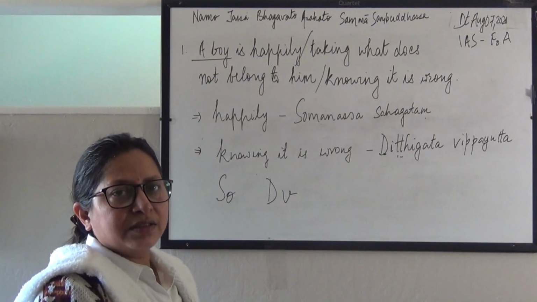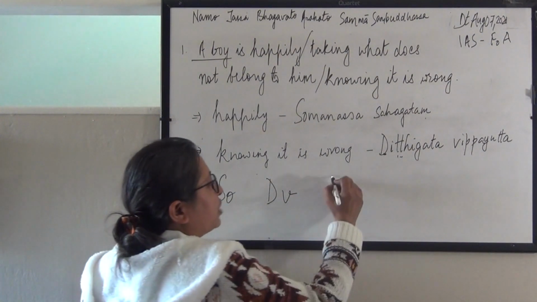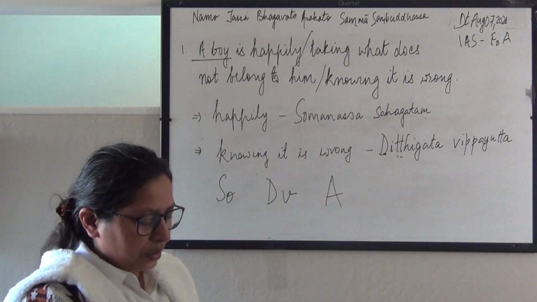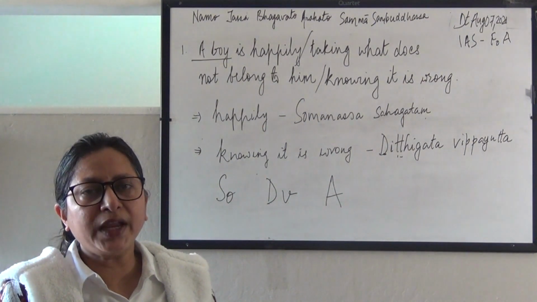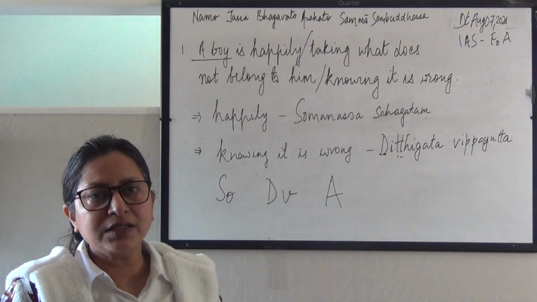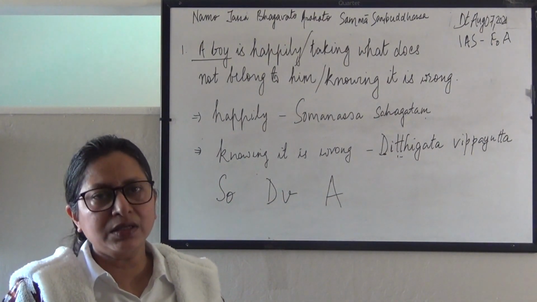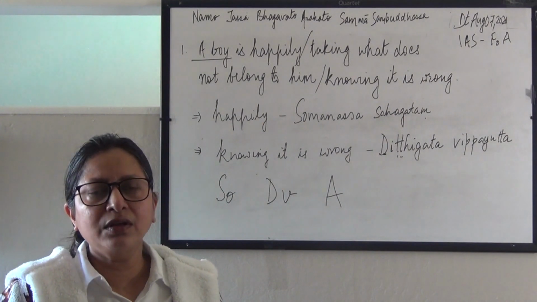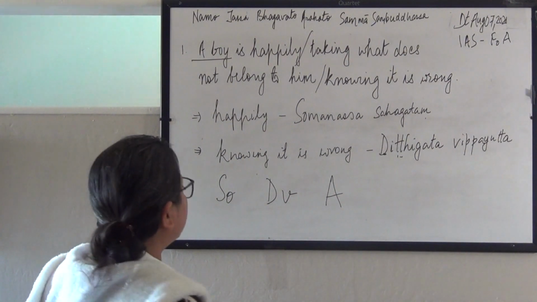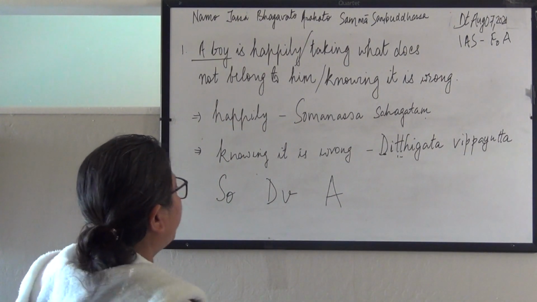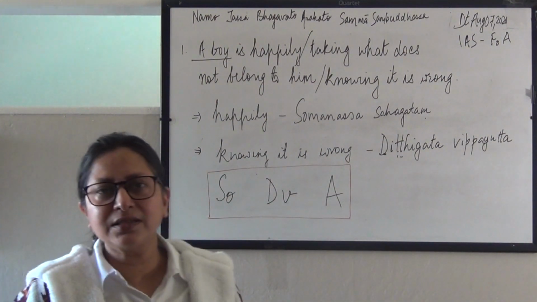And in the four choices that are given to you, all of the chitta mention asankharika ekam. Here in the sentence there is no mention of whether the boy is doing it with asankharika or sasankharika, so you have to choose from the choice that all of them are asankharika. That means the boy is doing it with a lot of interest. So the final answer is somanassa sahagatam ditthigata vipayutta asankharika ekam. So this is the right answer.